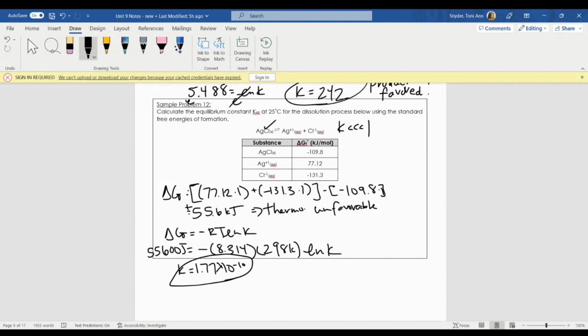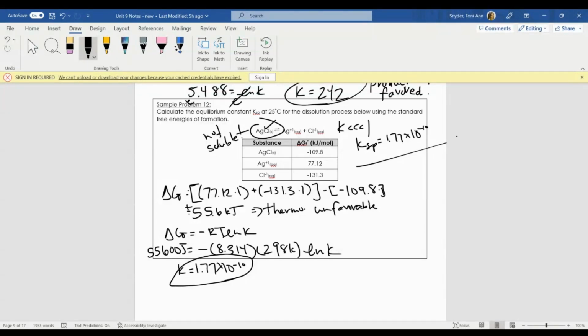The Ksp value for the dissociation of silver chloride is very low. Because this is very low, this process is not going to happen. As a result, it is thermodynamically unfavorable. We know silver chloride to be not very soluble. It's not soluble at all, and we know that because its Ksp is 1.77 times 10 to the negative 10th. This is not going to dissociate. It dissociates very, very little.